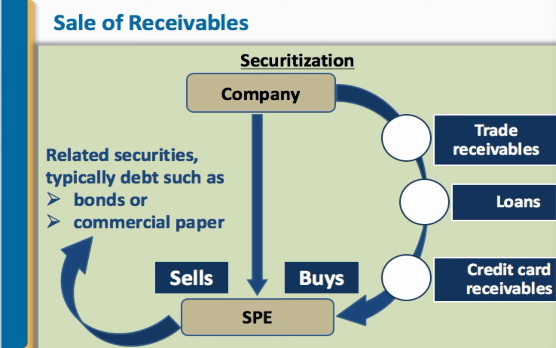Securitizing receivables using an SPE, or a special purpose entity, can provide significant economic advantages. They allow a company to reach a larger pool of investors. They allow a company to obtain more favorable financing terms because the collateral for the debt are actually owned by the special purpose entity. Therefore, they're not at risk if the company goes bankrupt.